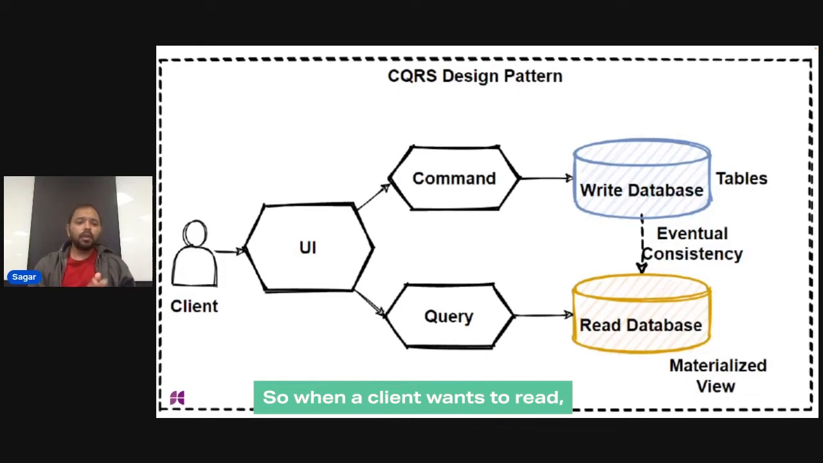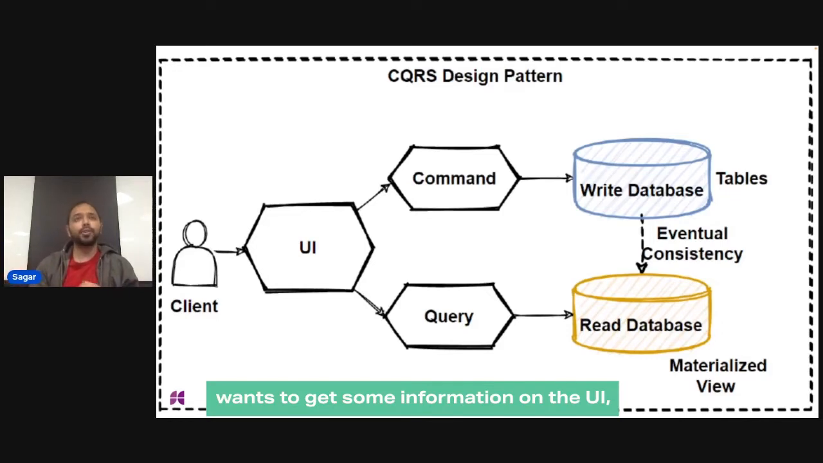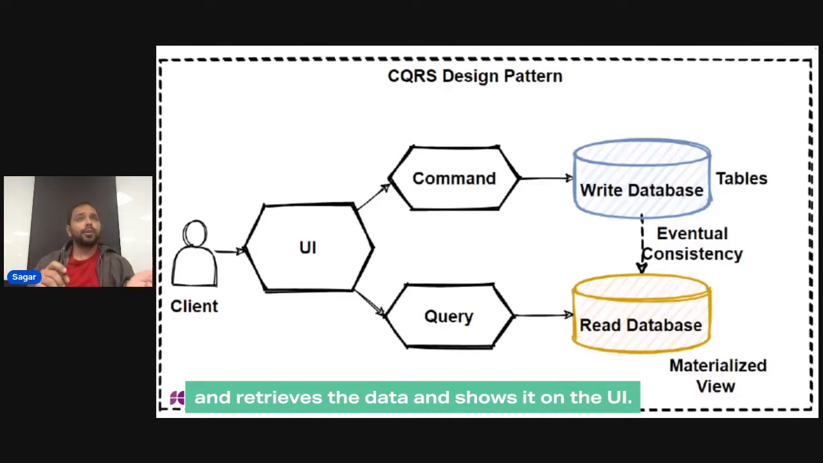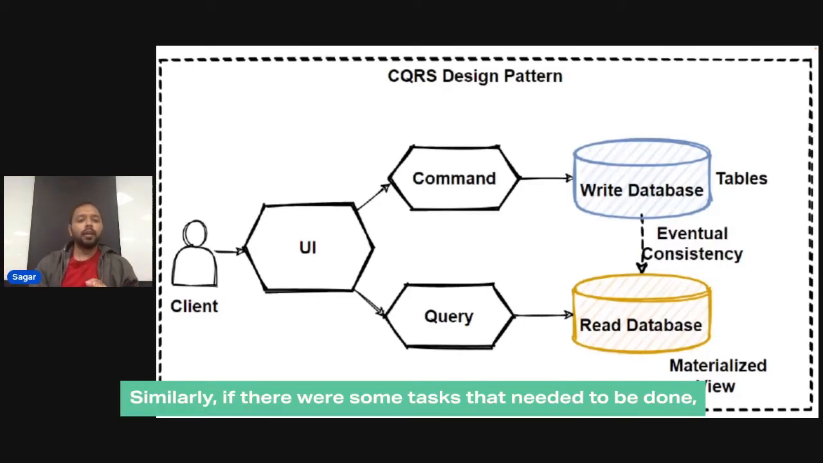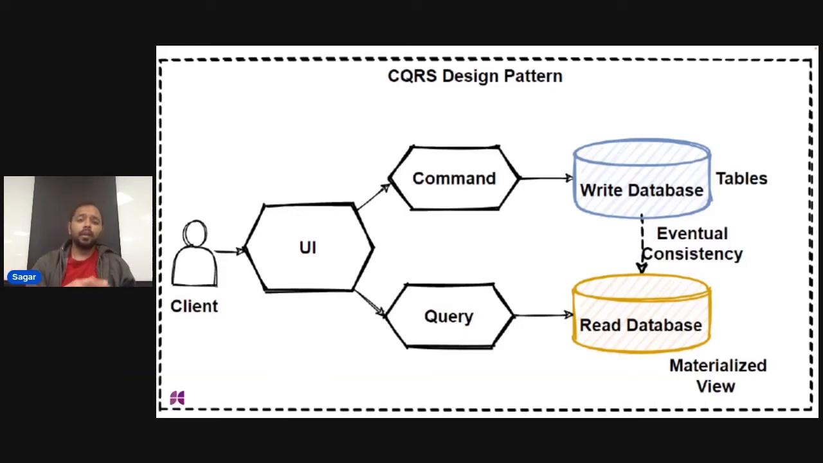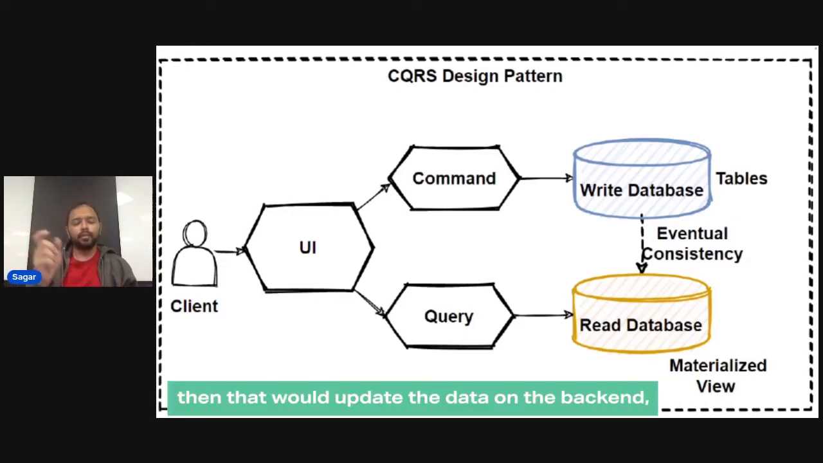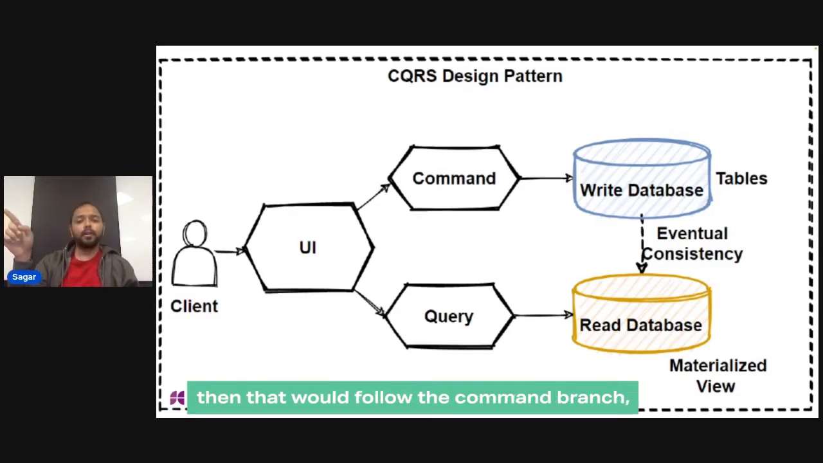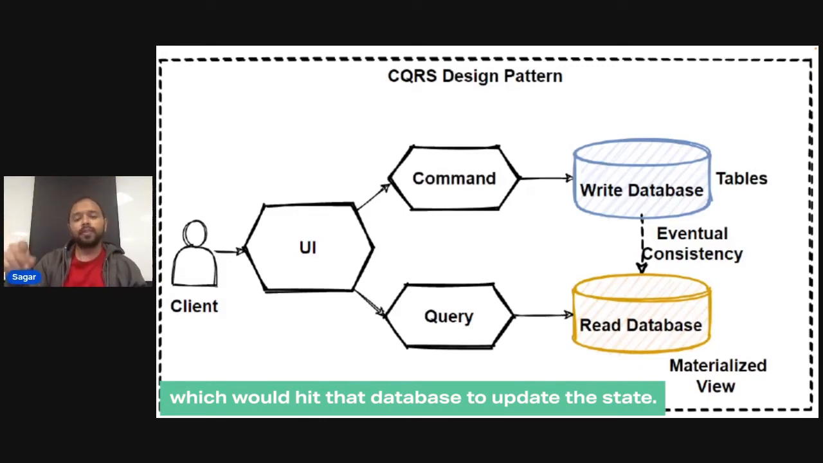So when a client wants to read, wants to get some information on the UI, they go down the query branch where the query hits the read database, which could be a materialized view, could be an entirely separate database, and this retrieves the data and shows it on the UI. Similarly, if there were some task that needed to be done, then that would update the data on the backend. Then that would follow the command branch, which would hit the write database to update the state.